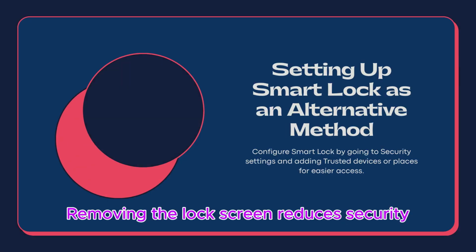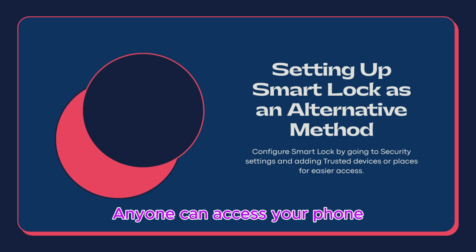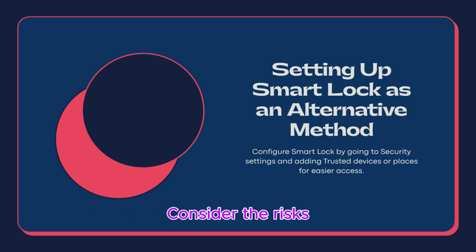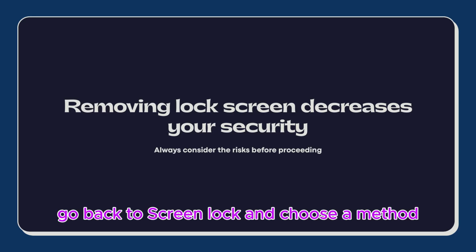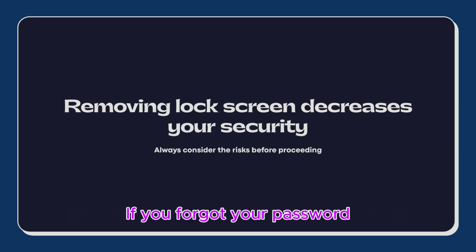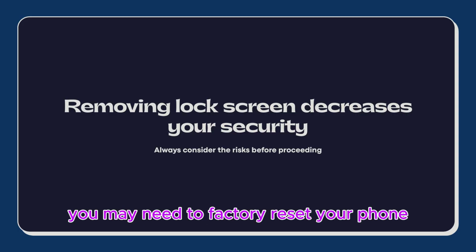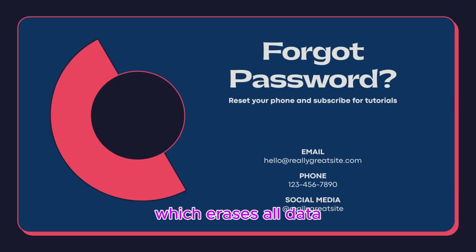Removing the lock screen reduces security. Anyone can access your phone. Consider the risks. To re-enable, go back to Screen Lock and choose a method. If you forgot your password, you may need to factory reset your phone, which erases all data. Use the Forgot Pattern option after several failed attempts if available.